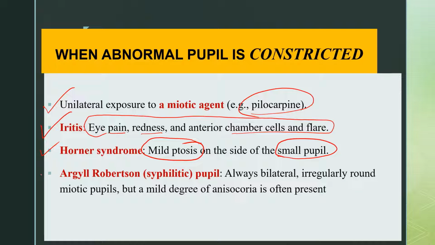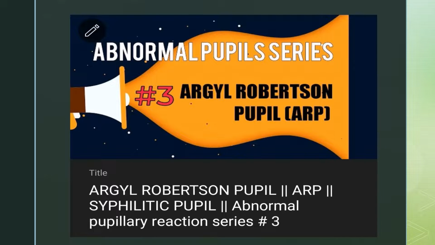Now, the fourth cause is the Argyll-Robertson pupil, which is a syphilitic pupil. In a syphilitic pupil, you are going to have an irregular meiotic pupil, and usually this is bilaterally present. However, there will be a small degree of anisocoria often associated with the ARP, or Argyll-Robertson pupil. Now, if you want to know why in Argyll-Robertson pupil we have meiosis and why it is a bilateral condition, I would advise you to visit my video on the abnormal pupillary series, in which I have explained the Argyll-Robertson pupil.